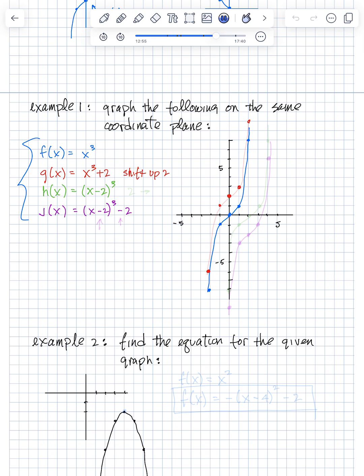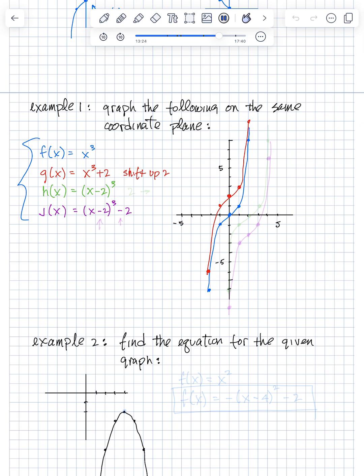So when we get 4 graphs on this, it's going to look a little bit messy, so you have to do the best you can. The red graph should be the same as the blue graph. It's just shifted up 2 places. So let me draw. Okay.